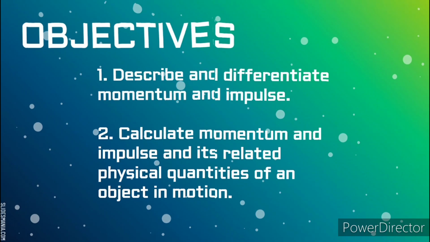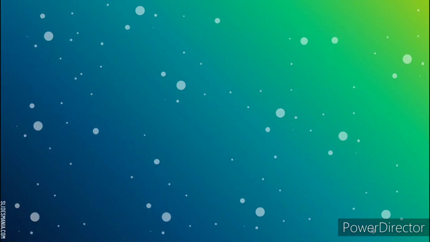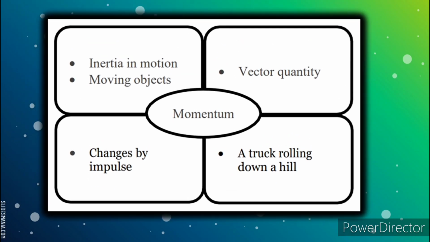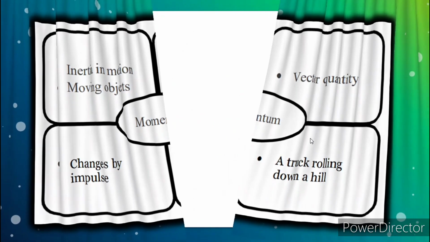Para mas maintindihan natin, unahin muna natin ang definition. Ano nga ba ang mga dapat nating i-expect when we are talking about momentum? Kapag sinabi nating momentum, mga anak, i-consider natin ang apat na bagay. Ito yung inertia in motion, moving objects. And we also have our vector quantity. And of course, we will also consider changes by impulse. An example is a truck rolling down a hill. So makikita natin ang momentum sa mga yan.